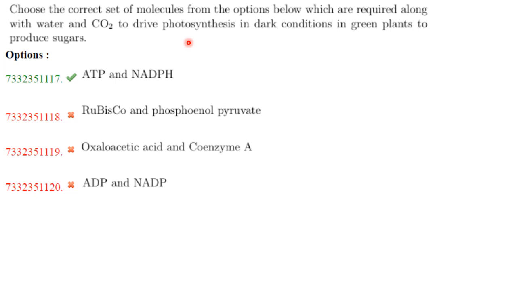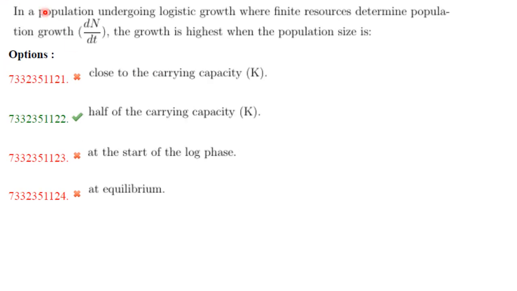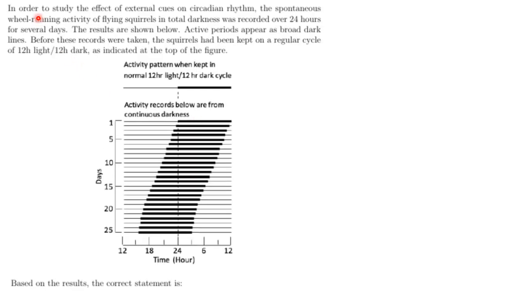Then next one. Choose the correct set of molecules from the options below which are required along with water and carbon dioxide to drive photosynthesis in dark condition in green plants to produce sugar. So you need ATP and NADPH. Answer is option 1. It's a direct question. Then, in a population undergoing logistic growth where finite resources determine population growth, the growth is highest when the population size is half the carrying capacity. Answer is option 2. Then next one.